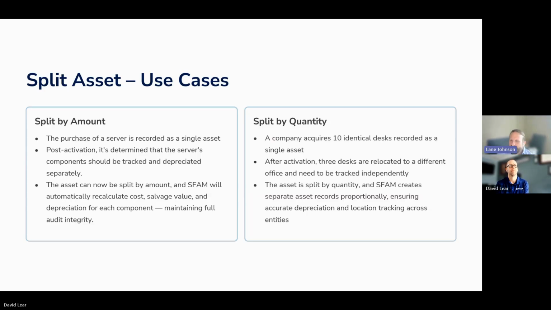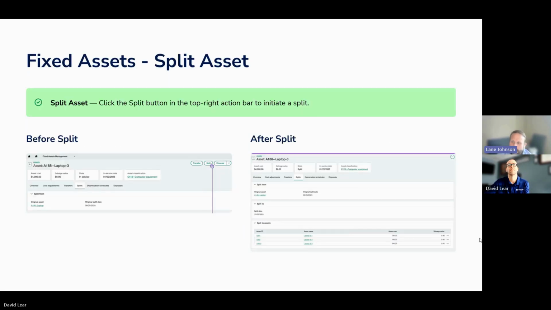Maybe a simple example of that is a server. Maybe the purchase was originally recorded as a single asset, but later the components need to be tracked and depreciated separately. Another example is, instead of identical desks, maybe 10 desks were originally recorded, but now you need to split 3 of those off for some reason.